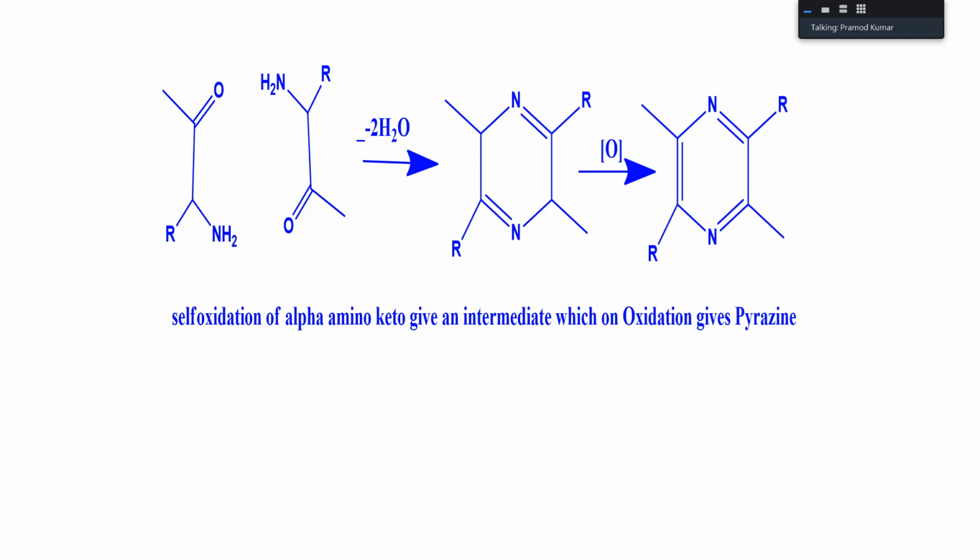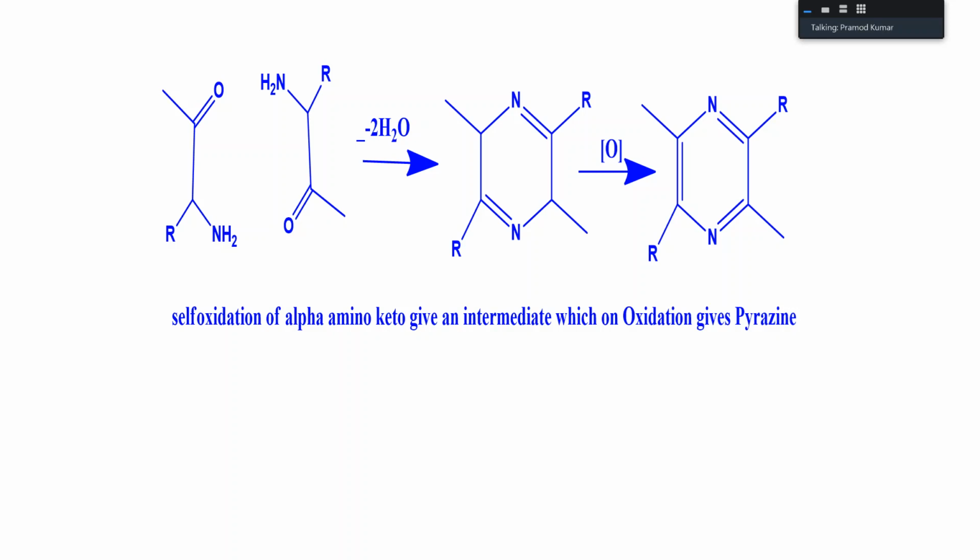Next reaction is the self-condensation of alpha amino ketones. What are alpha amino ketones? They contain a ketone with an amino group alpha to the carbonyl group. An alpha amino ketone undergoes self-condensation. You get a condensed product, your nitrogen gets fused, followed by oxidation. Your ring gets aromatized, and you get your substituted pyrazine.